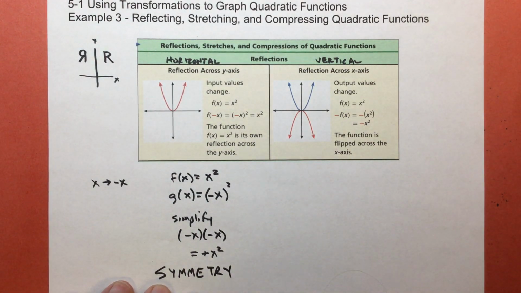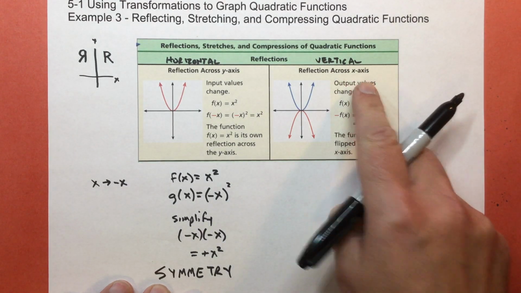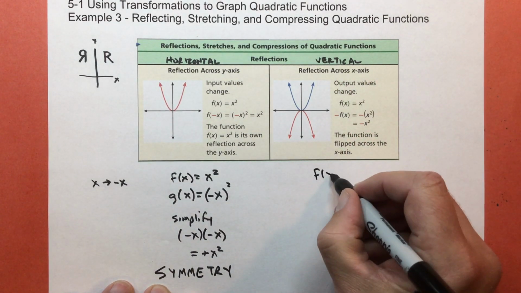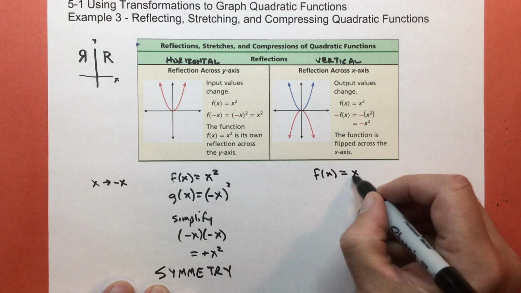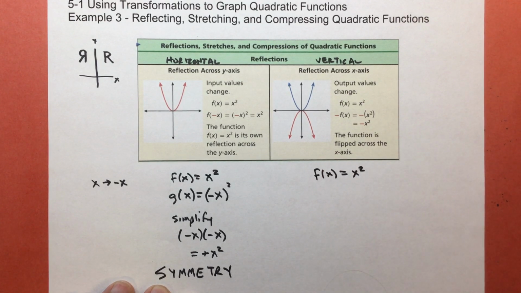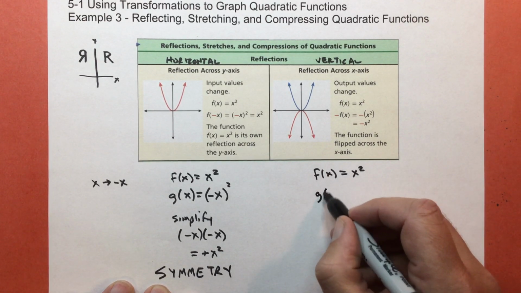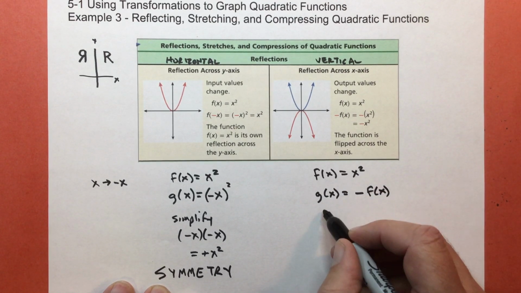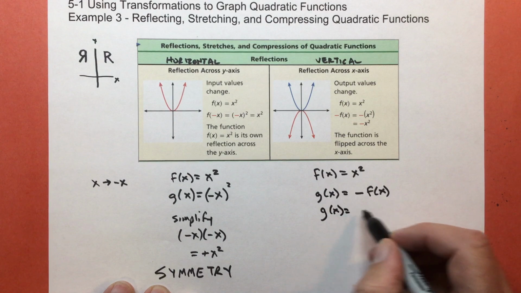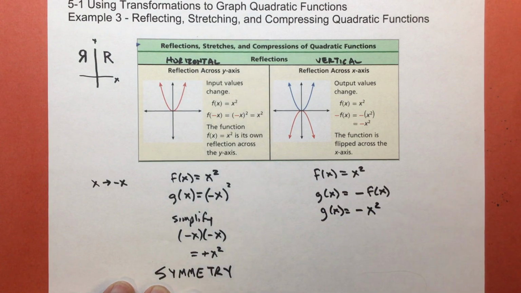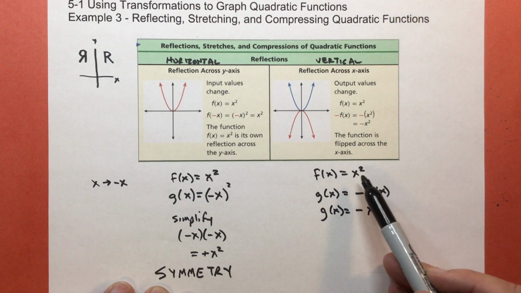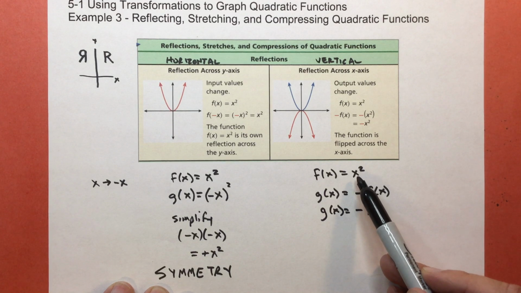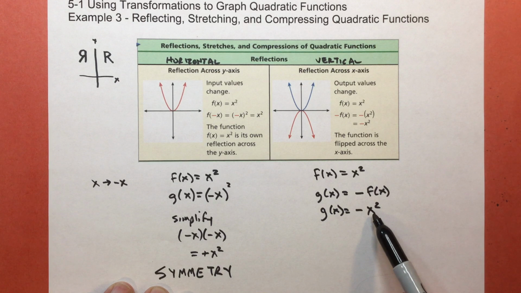Now let's talk about reflection across the x-axis. So again, the original function is f of x equals x squared. To make it into a vertical change, my g of x is going to be the opposite of whatever f of x is. So my g of x is going to be the opposite of x squared. So in my parent function, if I got x equals 3, I get 3 squared is 9. Down here, 3 squared is 9, but then I get negative 9.